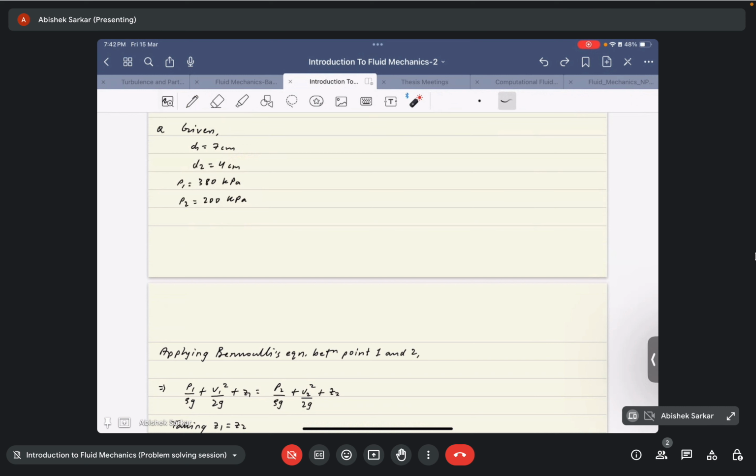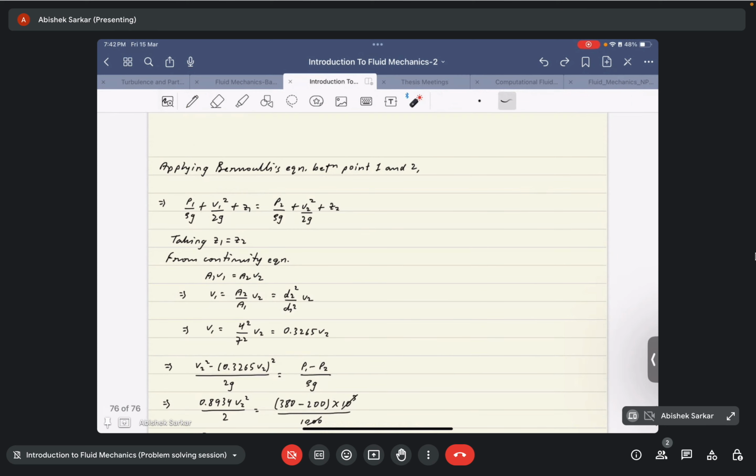Then we will have P1, the pressure at the inlet, as 380 kPa and P2, the pressure at the throat, as 200 kPa. Then if we apply Bernoulli's equation, and take the venturimeter to be kept horizontal, we will get P1 by rho g plus V1 square by 2g is equal to P2 by rho g plus V2 square by 2g. Since they are horizontal, we can neglect Z1 and Z2.